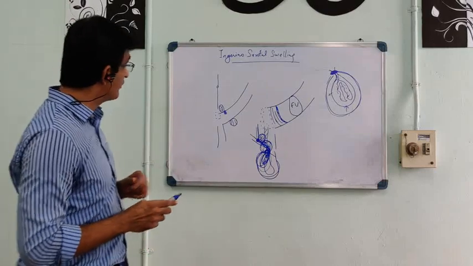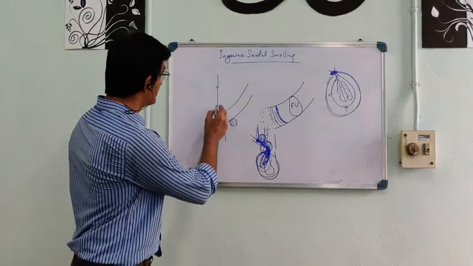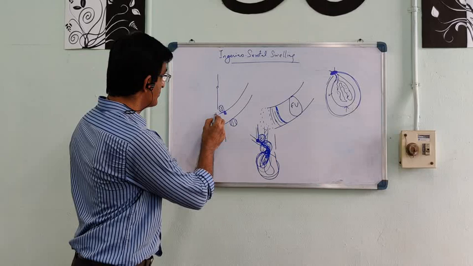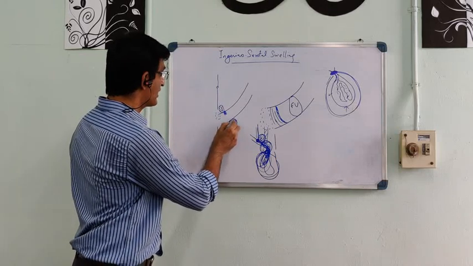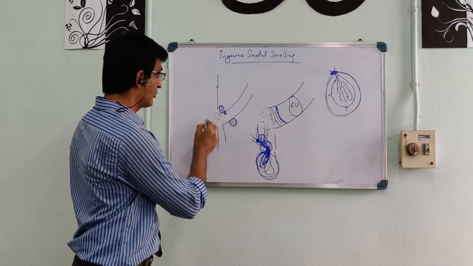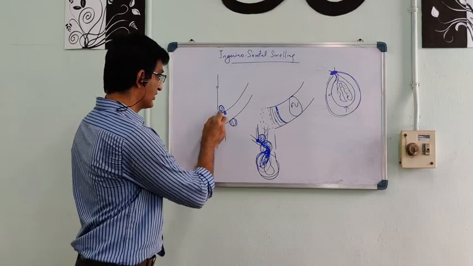Another point is, where is the swelling? So this is a depiction of the anterior abdominal wall. This is the pubic symphysis. This is the pubic tubercle. This is where the femoral hernia comes. This is where the inguinal hernia will come. This is the deep ring. Okay, the deep ring is here.